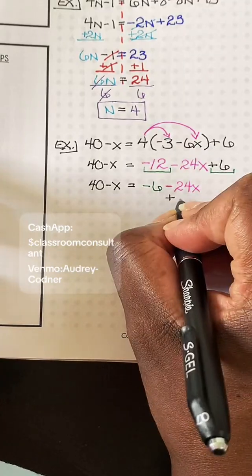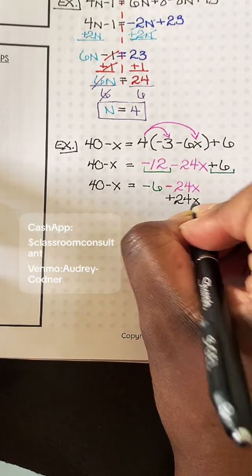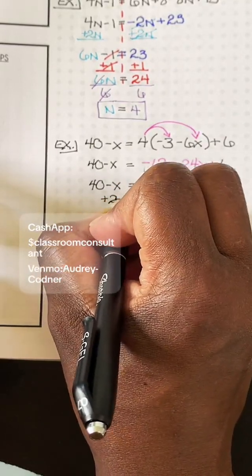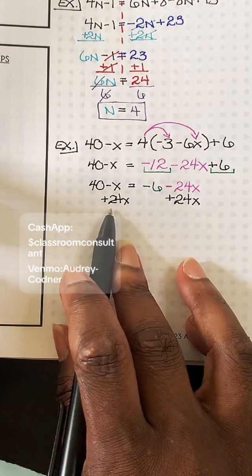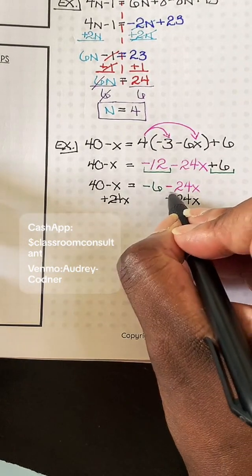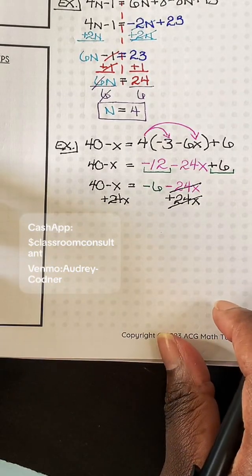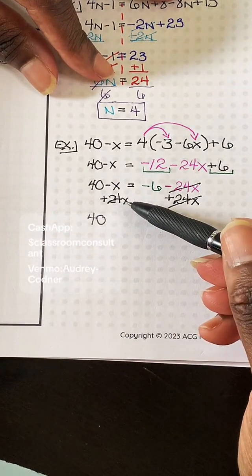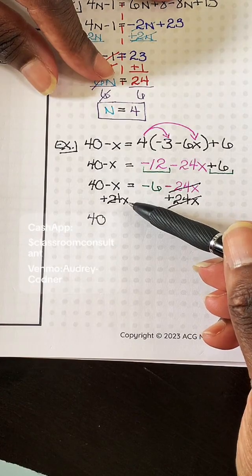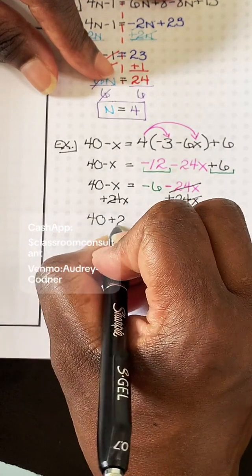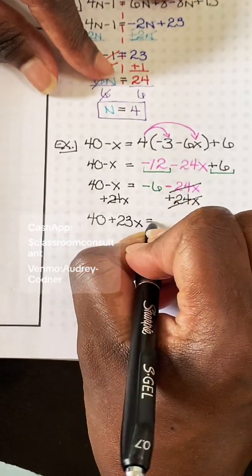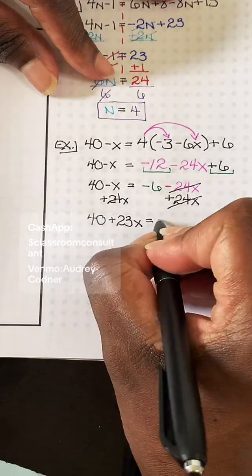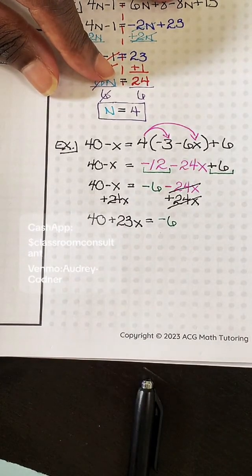So since it was a -24x, we can add 24x on both sides because we want to keep the x's on the left-hand side. So -24x and +24x, that gives me my 0. But then we'll have our 40, -x plus 24x. That'll give me a positive 23x equals my -6. All right. Now what?